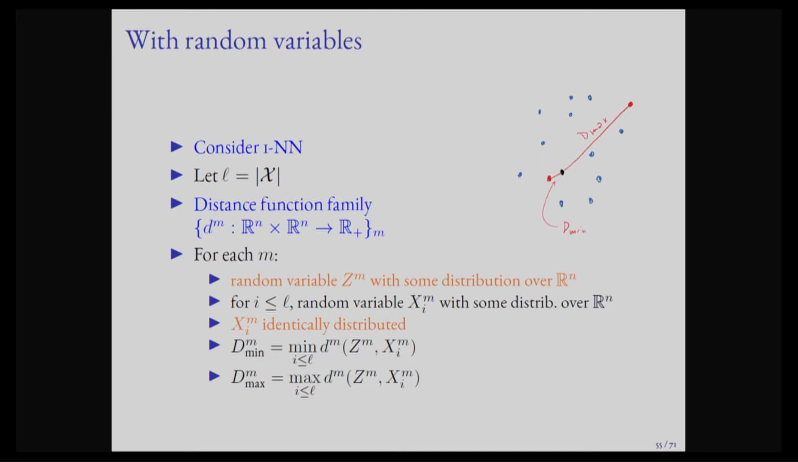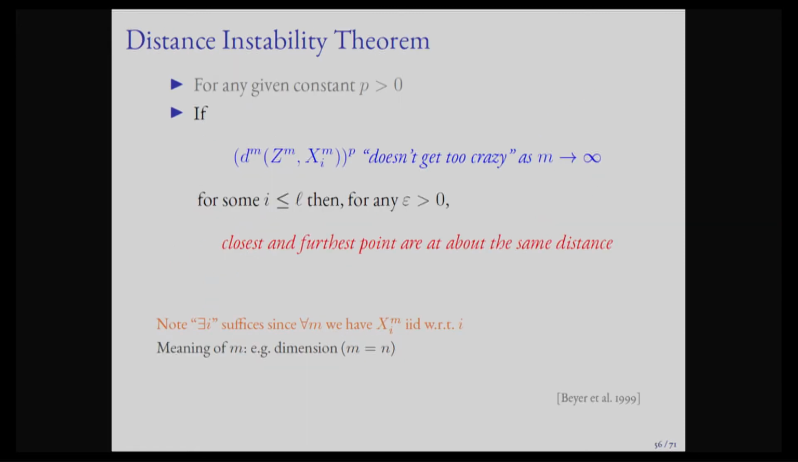Now, the minimum distance, which is the minimum over all the points between the selected point and the point itself, is also a random variable because it's a function of random variables. And the same for the maximum distance. All right, so the distance instability theorem, which was worked out by this guy Beyer at Wisconsin close to 20 years ago, is as follows.